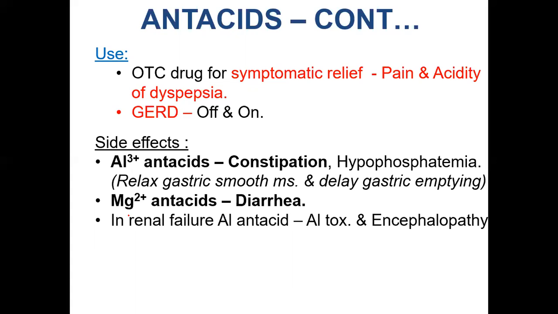There is one precaution that we need to take whenever we prescribe an antacid: there should be at least a gap of 2 hours between the intake of antacids and proton pump inhibitors or H2 blockers. There are certain side effects associated with this. Aluminum antacids can cause constipation, and they can also lead to hypophosphatemia. They relax the gastric smooth muscle, and this leads to delayed gastric emptying. Magnesium salt containing antacids could lead to diarrhea. And if there is a patient with renal failure and aluminum antacid is given, there is all possibility of aluminum toxicity and encephalopathy in this patient.